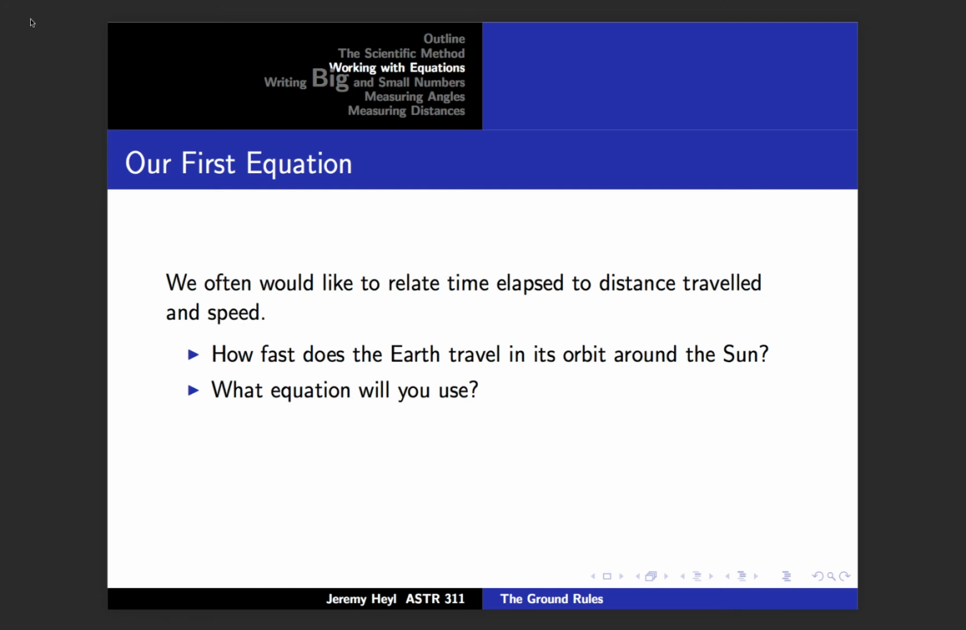Yes. Speed is distance over time. Or you could imagine time times speed is distance would be another way of looking at it. These are the equations we're going to use a lot. There are going to be some that are more complicated and less familiar, but basically we have speed or velocity is distance divided by time.